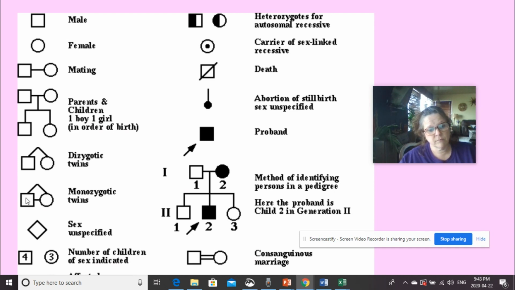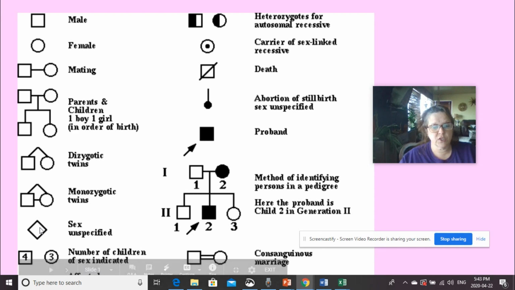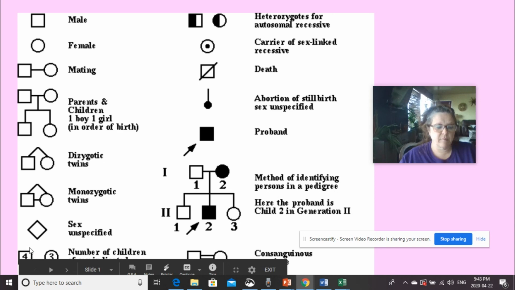So this one here is sex unspecified, meaning that maybe you've gone back numerous generations and you just don't have the information about whether the children were male or female. And then sometimes you can just do it like this if it doesn't really matter for the problem that you're solving, like there were 4 male children in the family and 3 female children in the family.